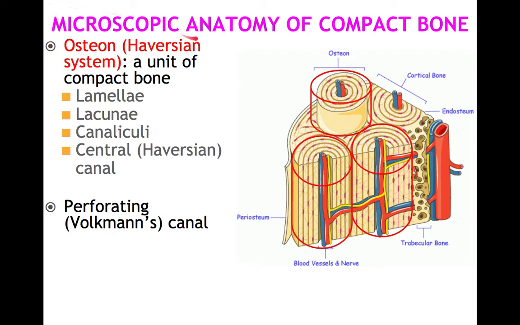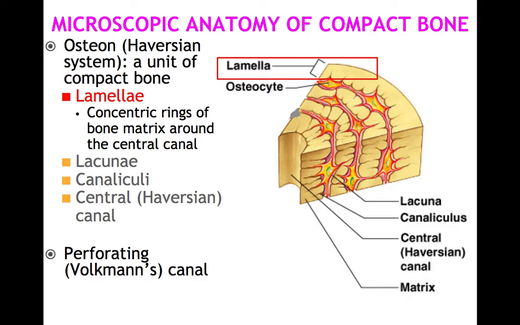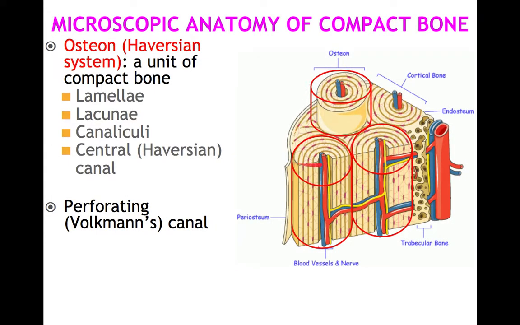But let's start with what the compact bone is composed of. Well, it's made of osteons, also known as Haversian systems. So this word osteon and this word Haversian system are synonymous. It means it's a unit of compact bone, and it's composed of these things. And then in addition, we see perforating or Volkmann's canals. So I'll talk about each of those in turn. Let's start with the lamella. So what we have here is one osteon, here's another osteon, here's another osteon, back here is another one.